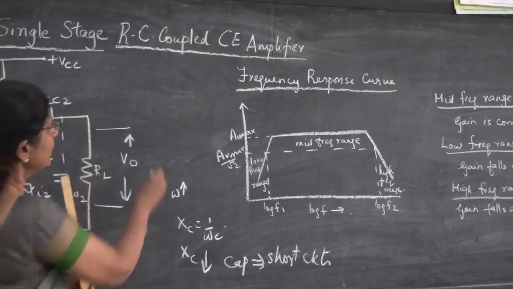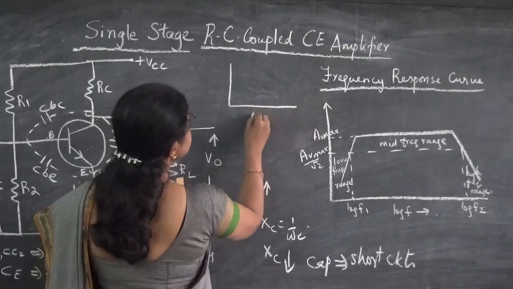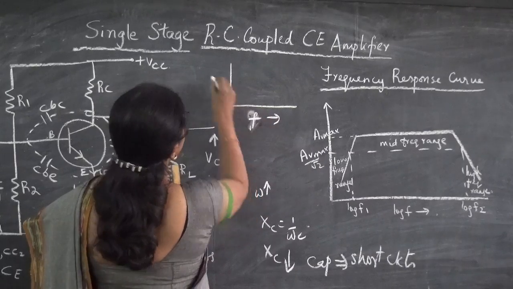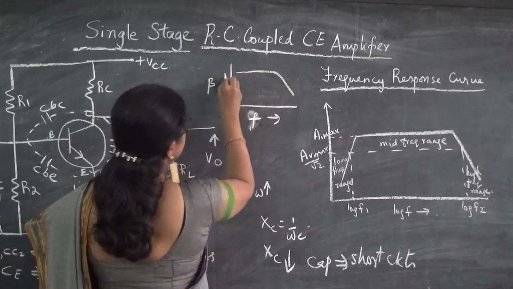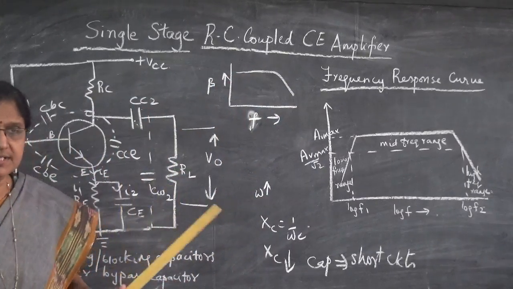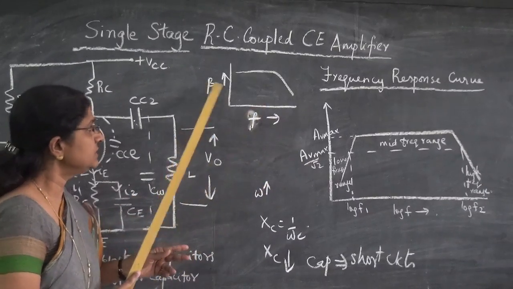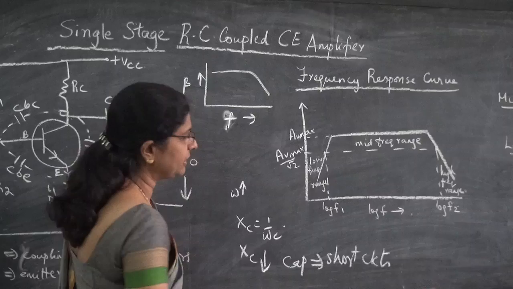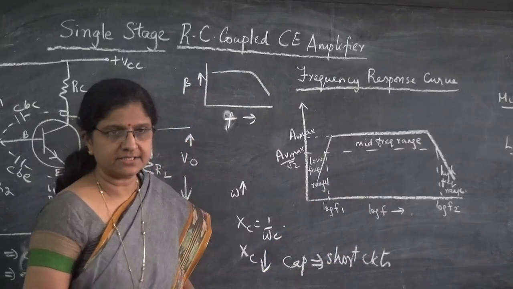Besides that, the beta of a transistor also decreases at very high frequency. Beta decreases at extremely high frequencies. Beta is the current gain. So due to all these reasons, it is found that at extremely high frequencies, gain decreases.